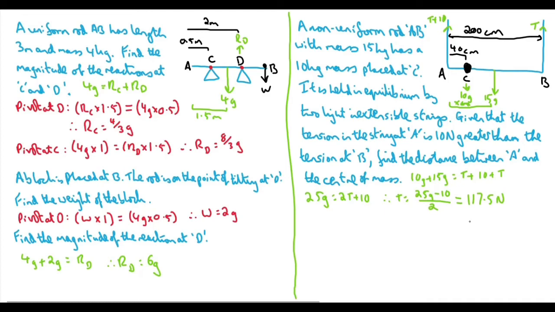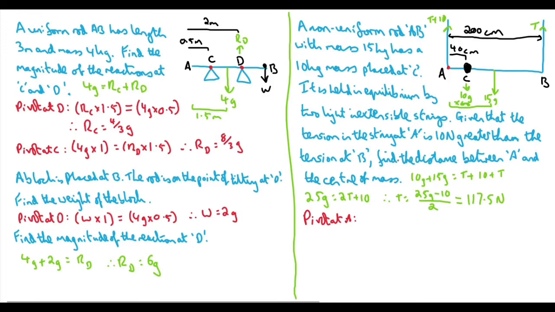Now that we know this tension, now that we've stopped this from being an unknown, we're just left with one other unknown, that distance. And because that's a distance, we can now return to our principles of moments. Because we're looking at the distance between A and the centre of mass, we're probably going to take A as our pivot. So again, just acknowledge, you're going to pivot at A.